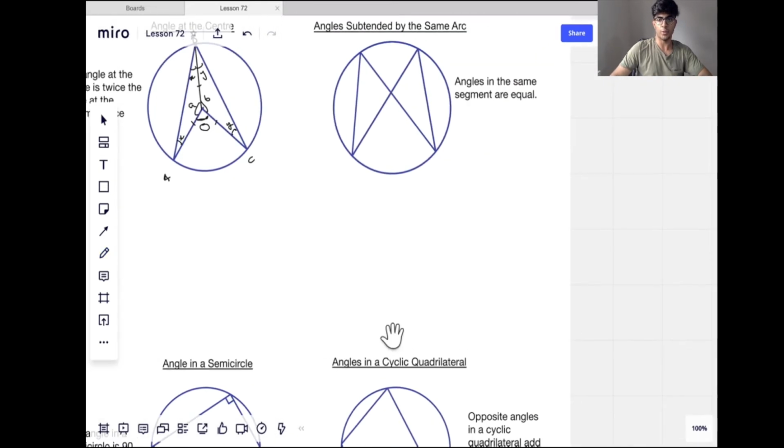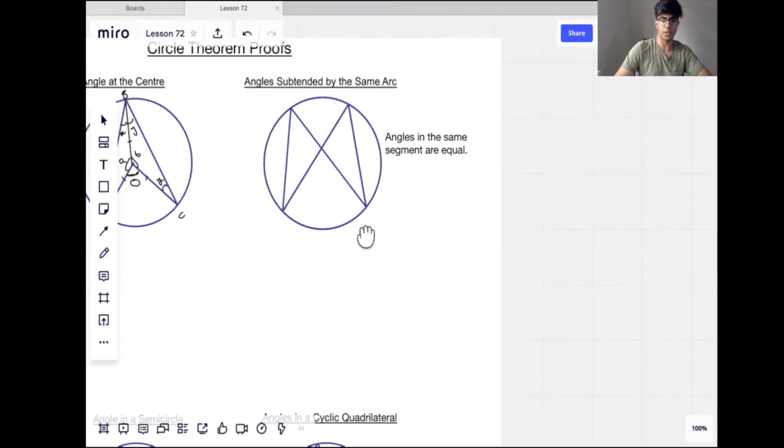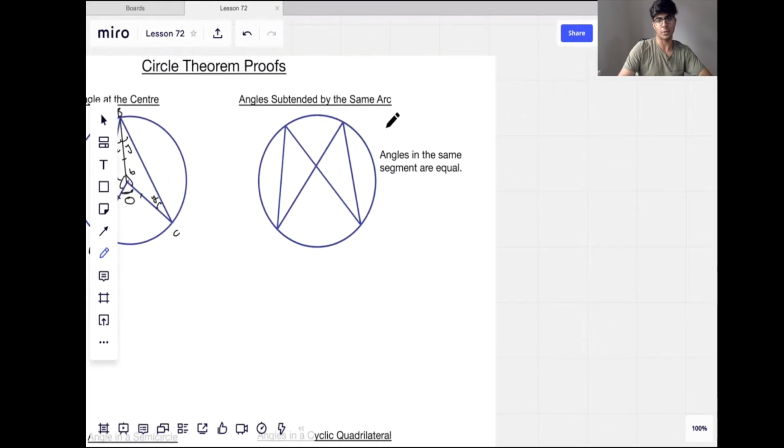Let me move over here. So angles in the same segment are equal. I like to think about this as: angles subtended by the same arc are equal. That's the other way you can think of this. That's another name, so angles subtended by the same arc, and this is the other name.